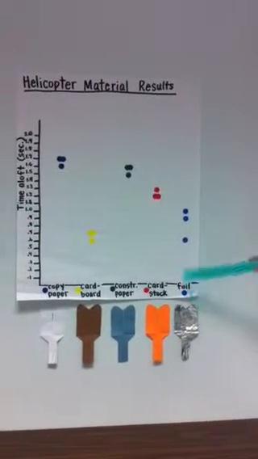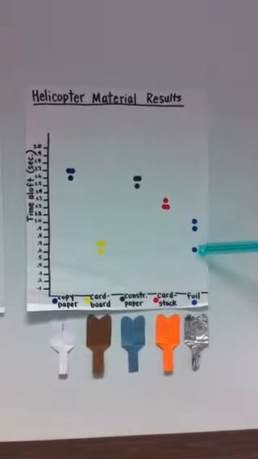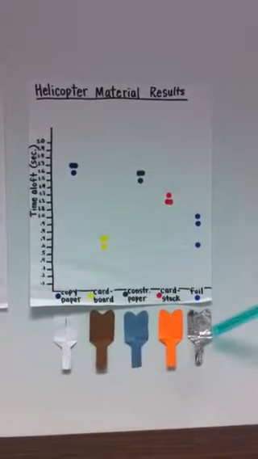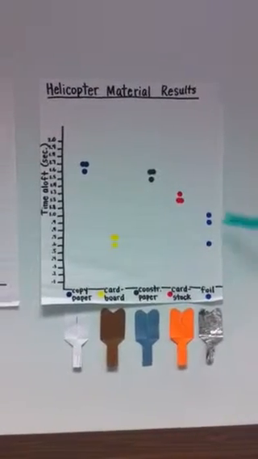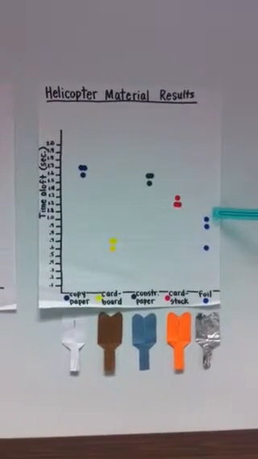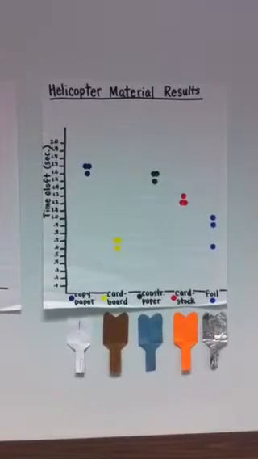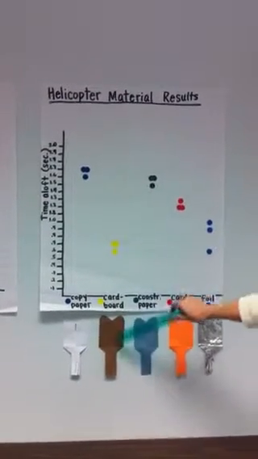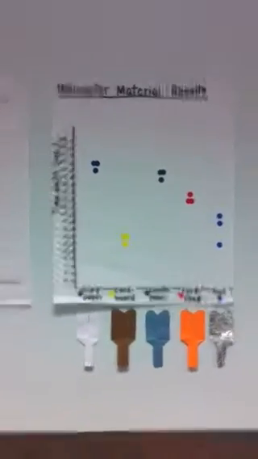The aluminum foil was also low in terms of the time aloft, and it had inconsistency with data points. And because of the flimsy material and the design of the helicopter, we feel like that impacted the reliability of those results and those numbers being a little bit inconsistent. The cardboard, of course, just the mass of it, we feel like impacted that design.